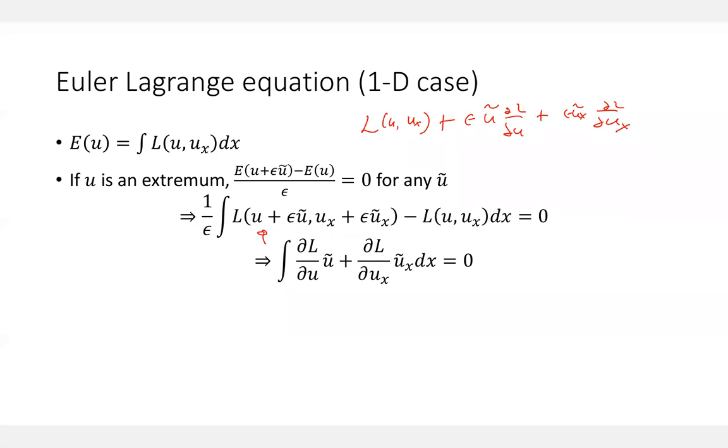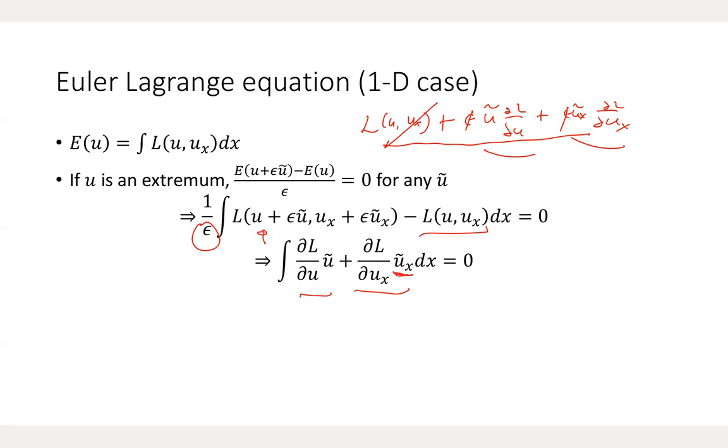Yeah, something like that. So then this guy, subtract this one, so this one cancels, and I take 1 over epsilon, so epsilon cancels. I only have u tilde partial L partial u here, and ux tilde partial L partial ux here. So this should be equal to 0. Now I can do integration by parts.